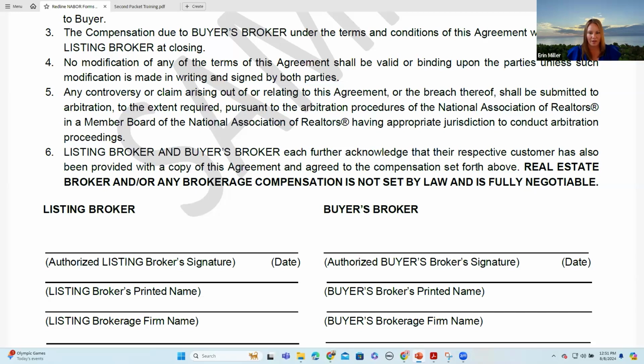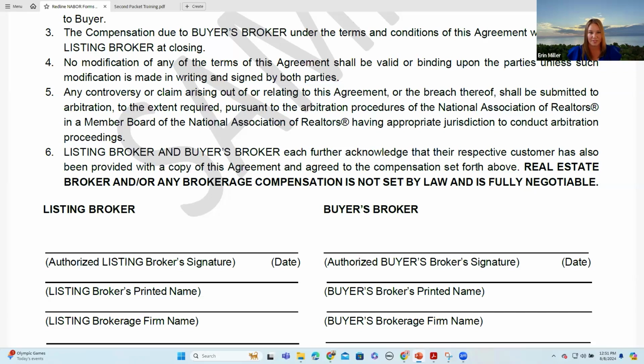Remember that one of the outcomes, one of the lessons we need to learn from the settlement, is to promote transparency. So, transparency related to compensation and negotiability, right? Transparency meaning we are going to let both buyer and seller know what the total compensation is due to both brokers, and compensation, if it's going from a listing broker to a buyer's broker, the buyer and seller are entitled to a copy of this agreement.